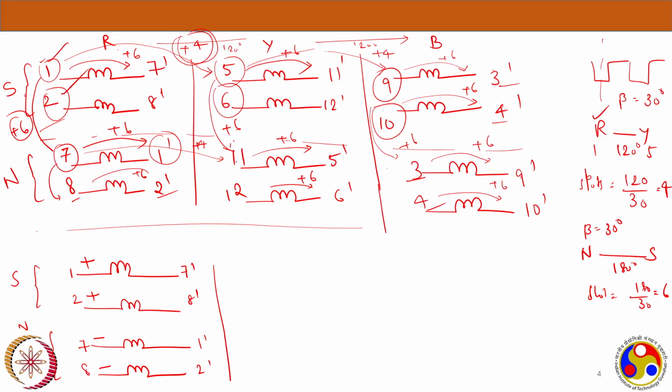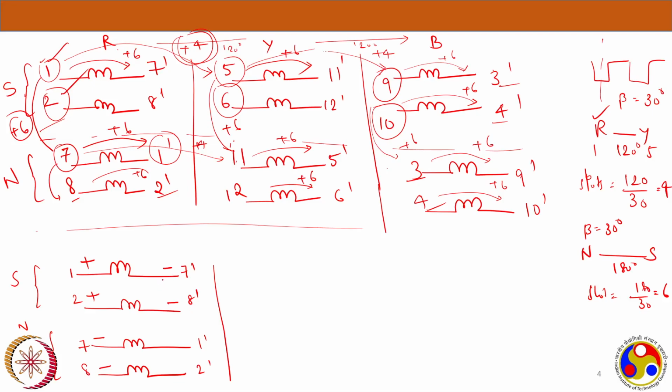Now the question is how to connect them. First thing is, let's see each pole separately. Like under south pole we have two. So 1 7 dash and 2 8 dash. Right. So we will connect them first together. If it is plus, this is minus. This is plus, this is minus. So I want to connect them in series, and the voltage should be additive.